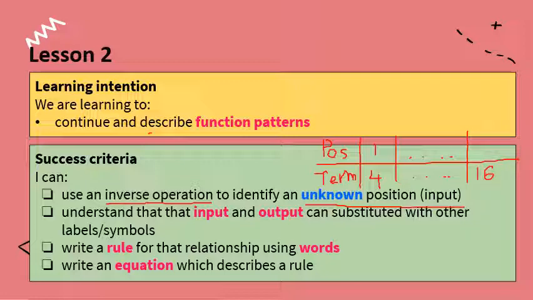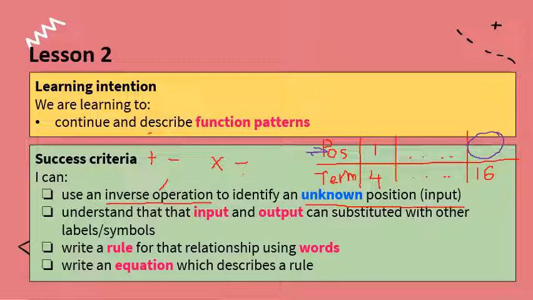So today we're going to be trying to figure out what the position is, or the input, because this could also be input, using an inverse operation. So inverse operations are opposite of one another. So addition and subtraction. Addition is getting larger, subtraction is getting smaller. They are inverse to one another. Same with multiplication and division.